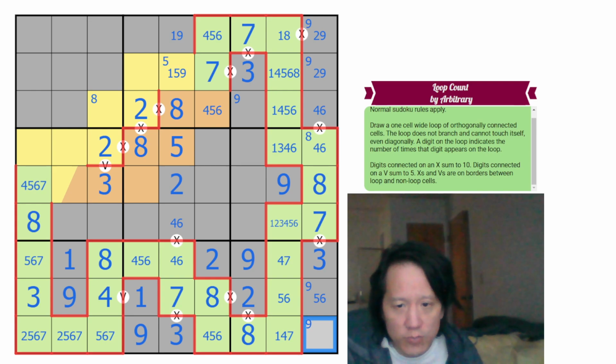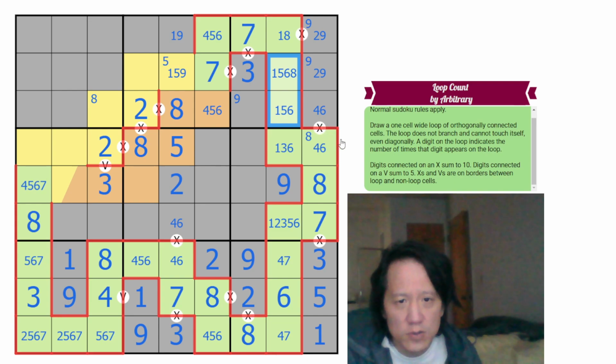This could be 1, 4, or 7. Can't be 7. So it's 1 or 4. This can't be 6. So this is 5. This is 6. This can't be 4, so this is 1. We have a 4, 7 pair, so this can't be 4. This can't be 4. This can't be 4.